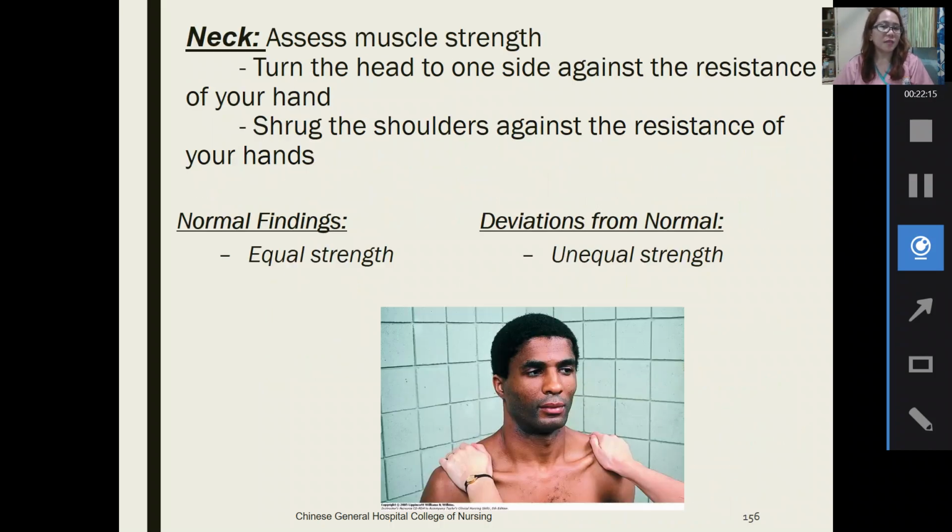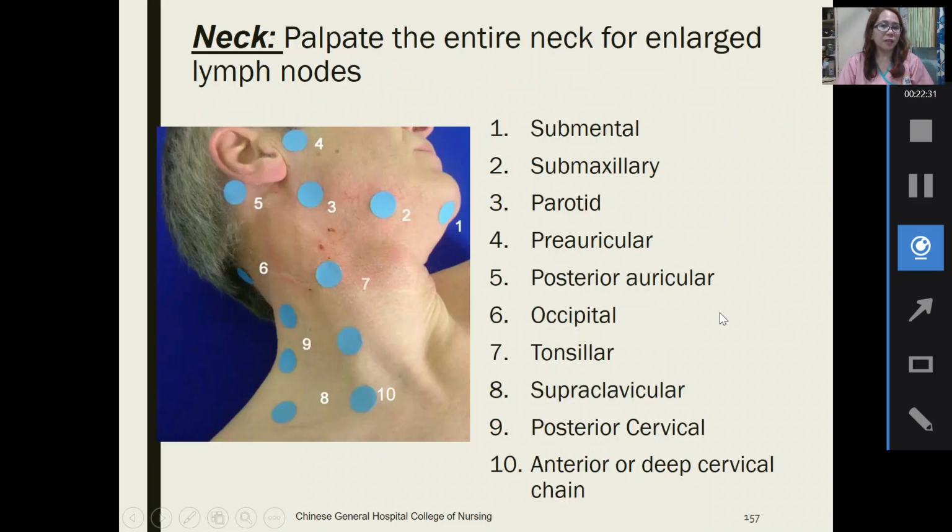So assess muscle strength. So turn the head to one side. So habang hinahawakan mo yan, like in the picture, one side, shrug the shoulder against the resistance of the hand. So there is an equal strength. So dapat pareho. Abnormal kapag may unequal strength.